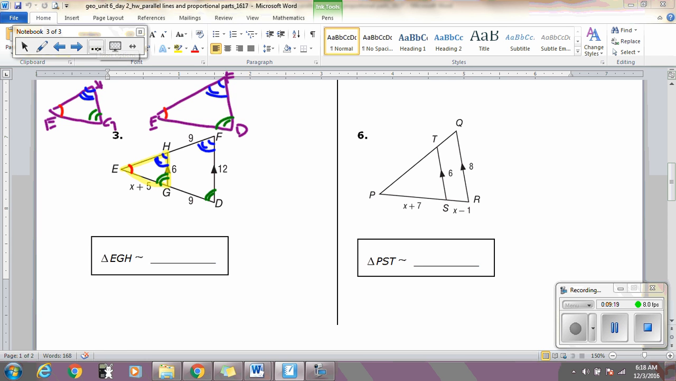Okay, so now that I have my angles marked, the first triangle they listed was EGH, and we can now say it's similar to triangle EDF. I put D, but I wrote G, sorry.